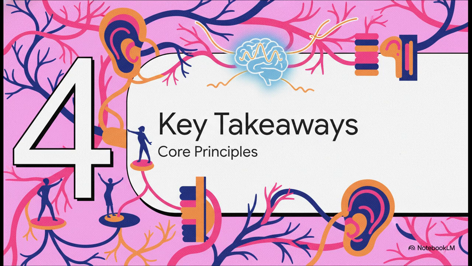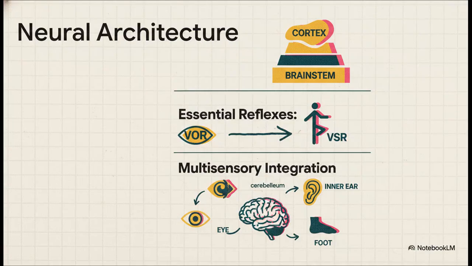All right, so let's pull all of this together. What are the big takeaways, the core architectural principles we really need to remember from all this? If you remember anything, remember these 3 things. First, the whole system is hierarchical. It builds from those super fast, simple reflexes all the way up to complex, adaptive control in the cortex. Second, the VOR and VSR are the non-negotiable hardware. You cannot have stable vision or posture without them. Simple as that. And third, balance is a team sport. It's multisensory. Hubs like the cerebellum are working 24/7 to mix all those signals together to create our seamless sense of equilibrium.